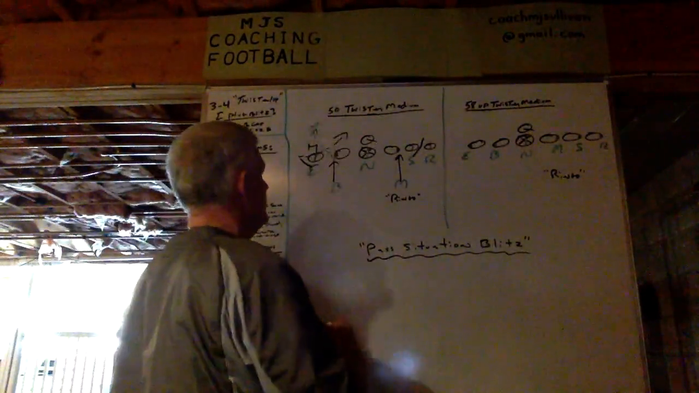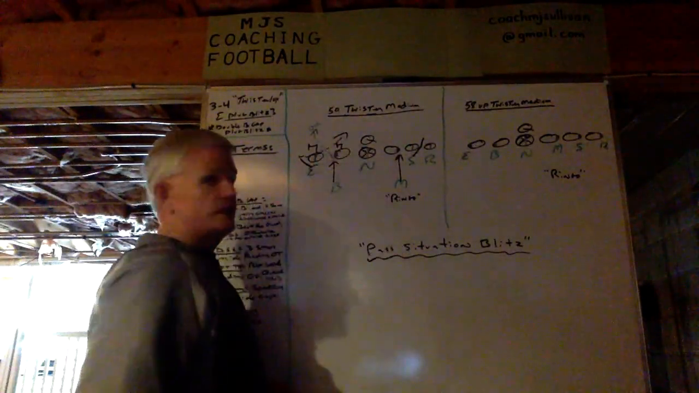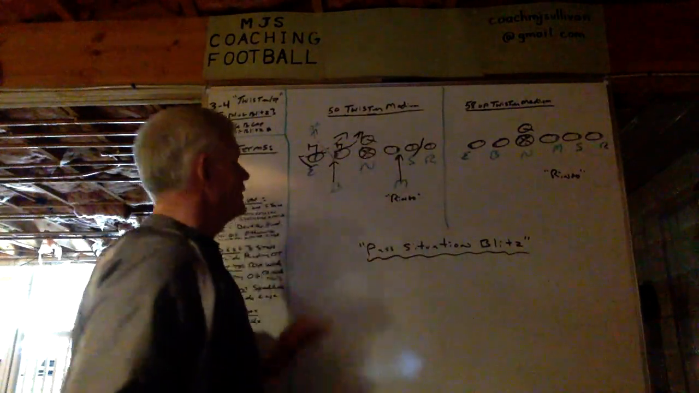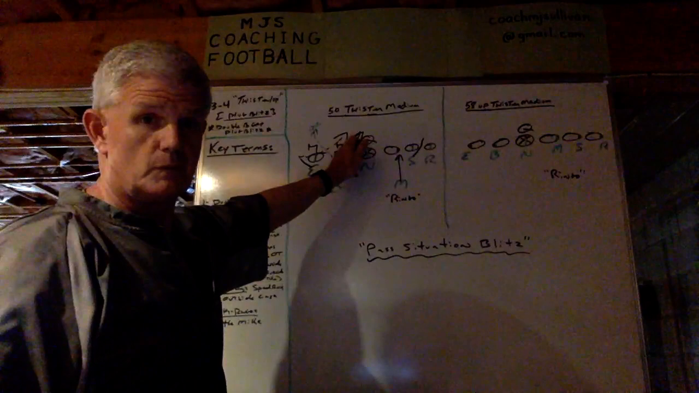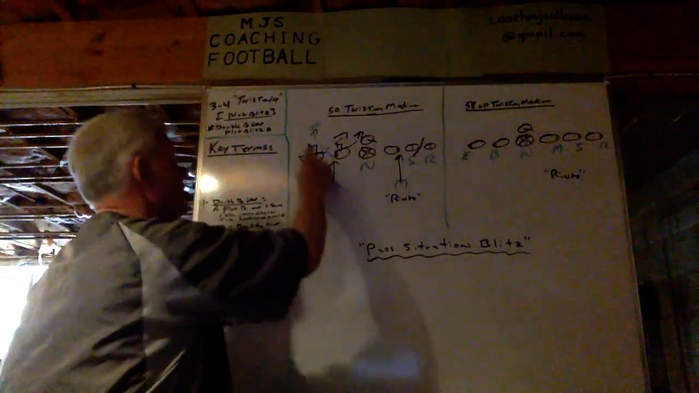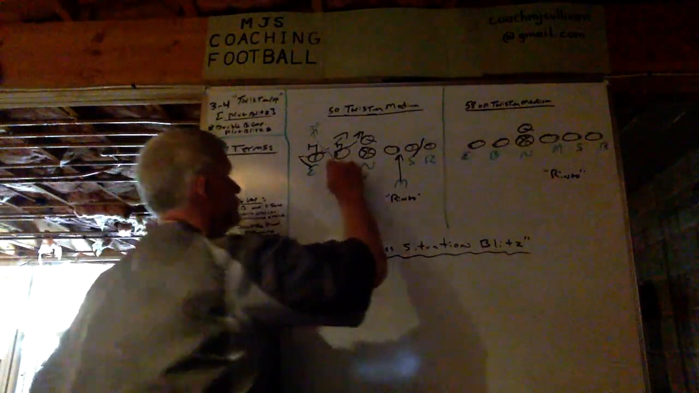Now the defensive end's eyes go to the guard. If the guard is to him, he's ripping into the A gap. Okay? So what we get 99% of the time is the OT is going to be facing out on the defensive end. So that he's ripping through. Okay? He's ripping through.